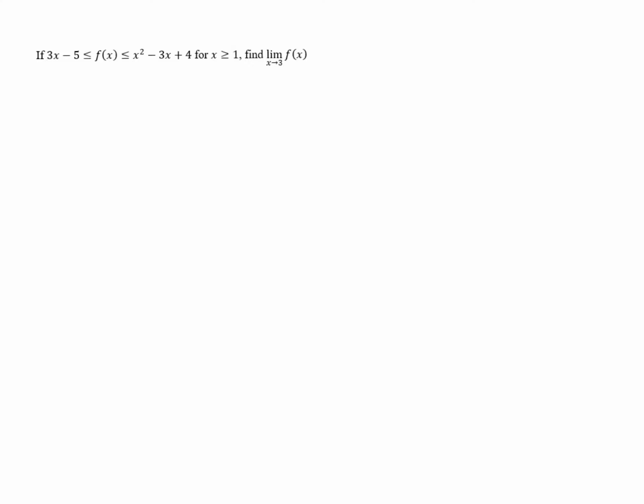So let's evaluate these individual limits. Let's look at the limit as x approaches 3 of 3x minus 5. Now that is a polynomial function, so we can use direct substitution. So it's going to be 3 times 3 minus 5, and 9 minus 5 is 4. Let's look at the other limit and see if it is also equal to 4.